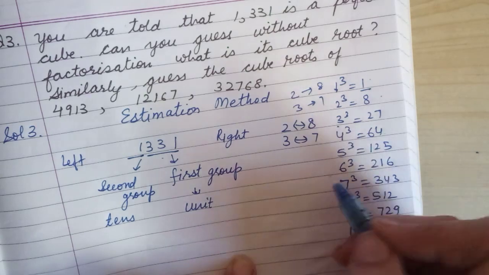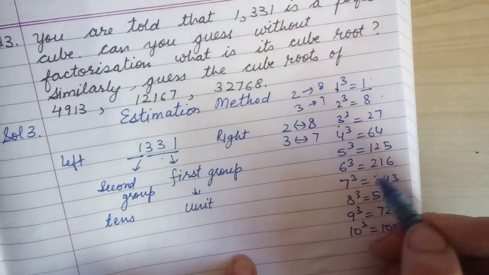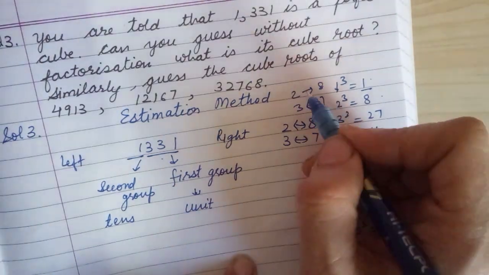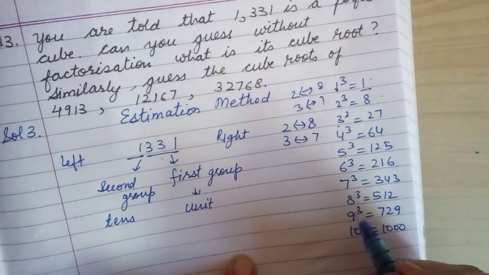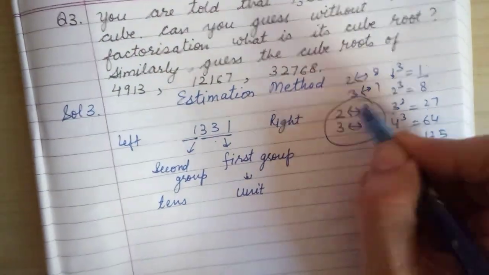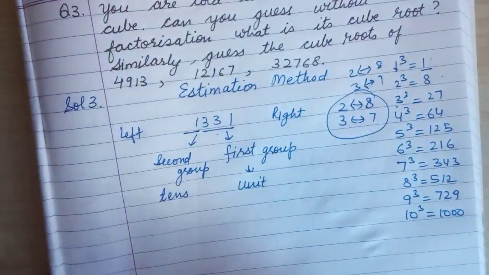Here we are looking at the connection between the unit digit of a number and its cube. 7 is with 3, reverse also. 8 is with 2, reverse also. And here 9 with 9, 10, that is 0, with 0. So you have to remember these two only, the rest are all the same.